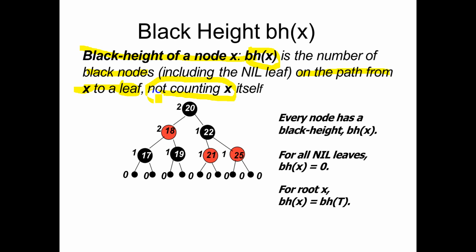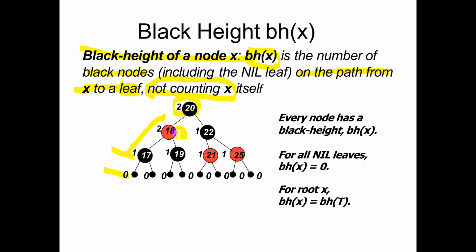You can look at the nodes 20, 18 or 17. Suppose it is 20, you can see the black height is 2. How do you move? 18, 17. So one, another one is the nil. So 2. In this way you can do the computation for black height.